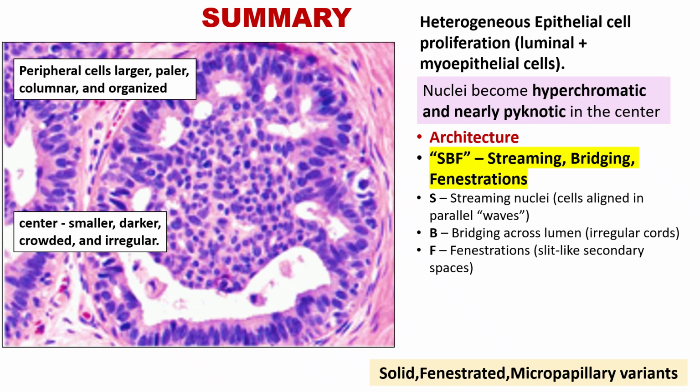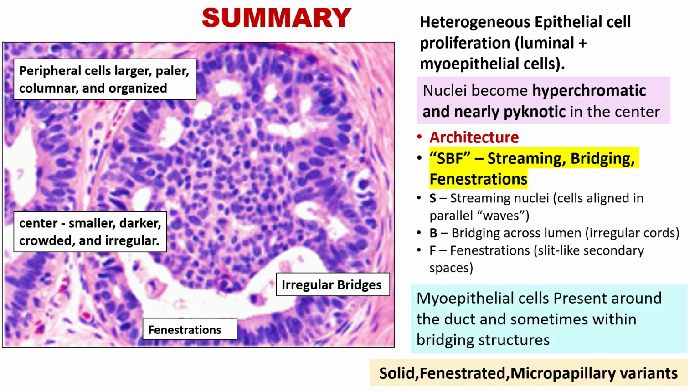In this, the cells are aligned in parallel waves, bridging across the lumen in the form of irregular chords, and fenestrations are the slit-like secondary spaces. So these are the irregular bridges which are slender, and fenestrations which are of varying sizes, irregular in shape and more concentrated in the periphery. Myoepithelial cells are present around the duct and sometimes within the bridging structures. The three variants of usual ductal hyperplasia are solid, fenestrated and micropapillary variants.